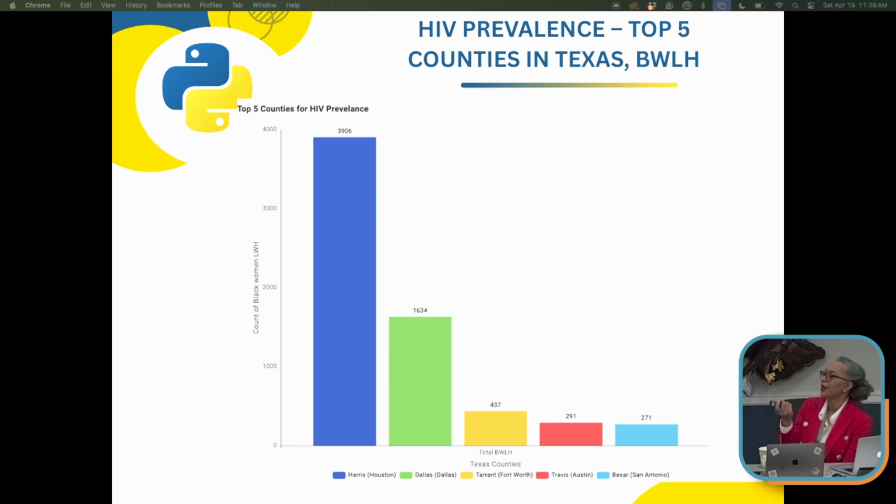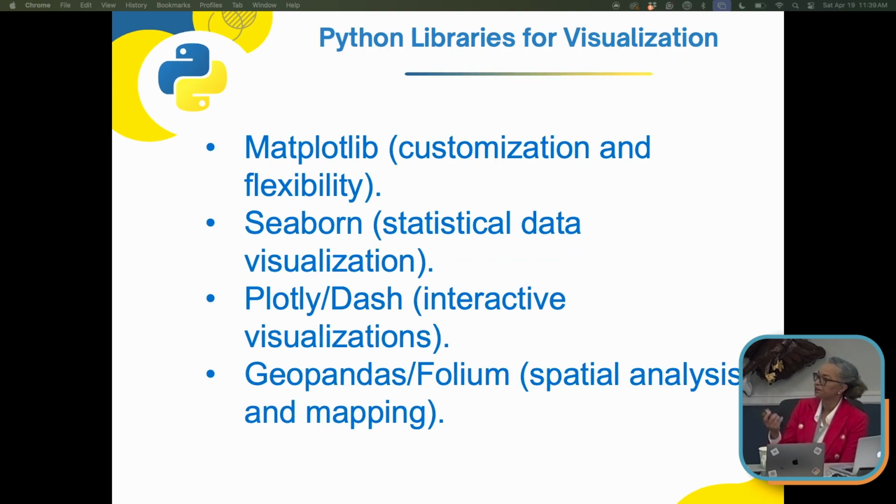Okay, so Harris County, which is home to Houston, Texas, has the highest prevalence. Probably makes sense from a demographic perspective. And then the lowest is San Antonio at 271. This also follows census data. If you look at the census populations for these counties, it follows that same line.